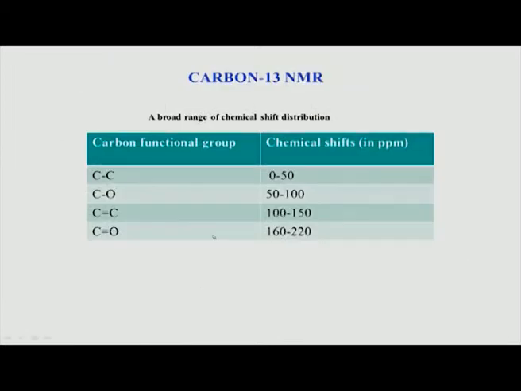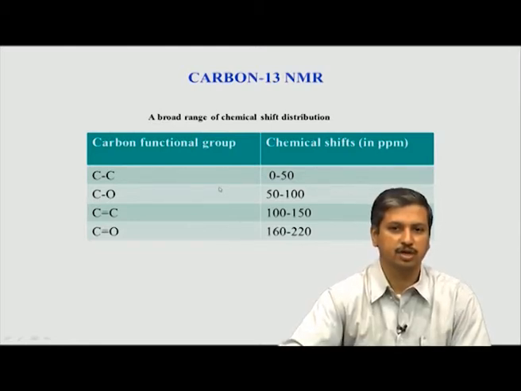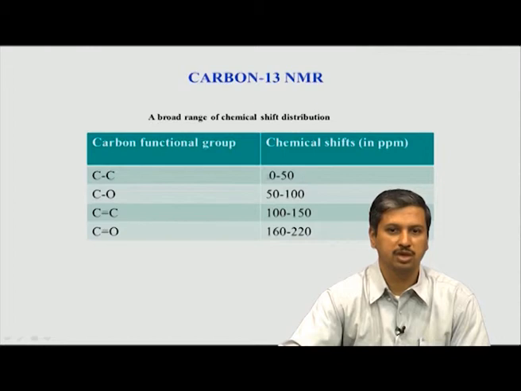So, now let us look at these broad ranges. Instead of thinking of a full range from 0 to 220, you can divide it, as I said, into 4 categories. C single bond C is 0 to 50, that is aliphatic carbons. C single bond O is 50 to 100. Then C double bond C, which includes ethylene as well as aromatic groups, is always in this range, and finally all the carbonyls are in this range. So, you can see there is a broad classification of the chemical shifts, and this is very useful.